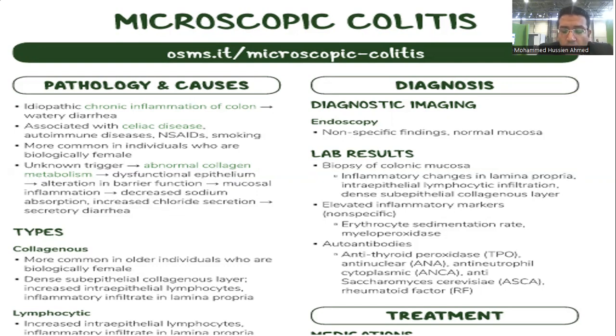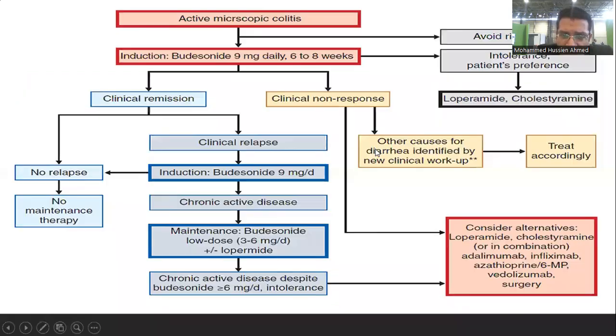So how can we deal with a case of microscopic colitis? In active microscopic colitis, we can do induction therapy with budesonide 9 milligrams for up to 8 weeks. And if the patient enters clinical remission without relapse, no maintenance therapy is needed. If the patient develops clinical relapse, we can do reinduction again with budesonide 9 milligrams per day.